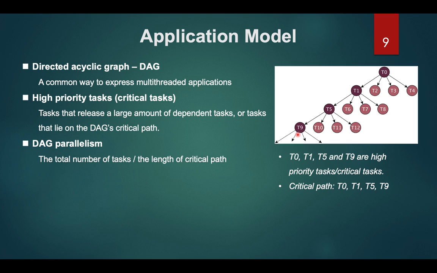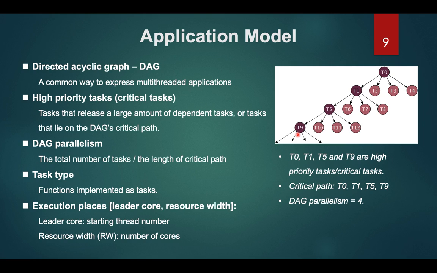We make use of DAG parallelism, which is basically the total number of tasks divided by the length of the critical path. In this figure, DAG parallelism is 4. We use task types to define different functions implemented as tasks. Another piece of information used is execution places, which is a tuple of leader core and resource width, where leader core is the starting thread number and resource width is the number of cores. For example, the execution place for T0 could be (0, 2), which means the task is given a resource width of 2 and T0 is scheduled on core 0 and 1.